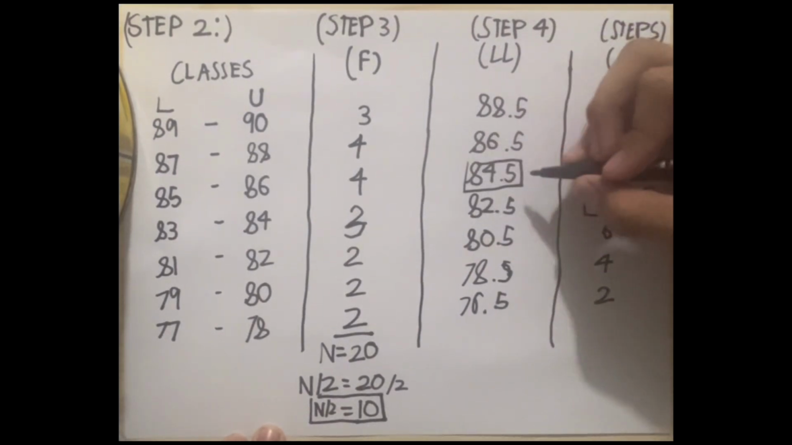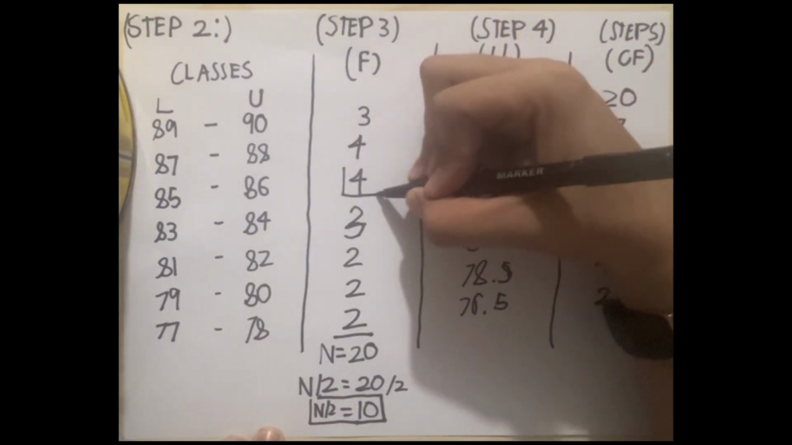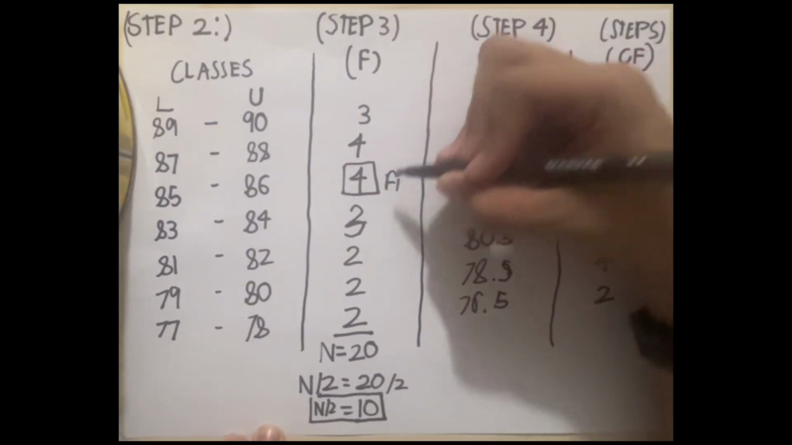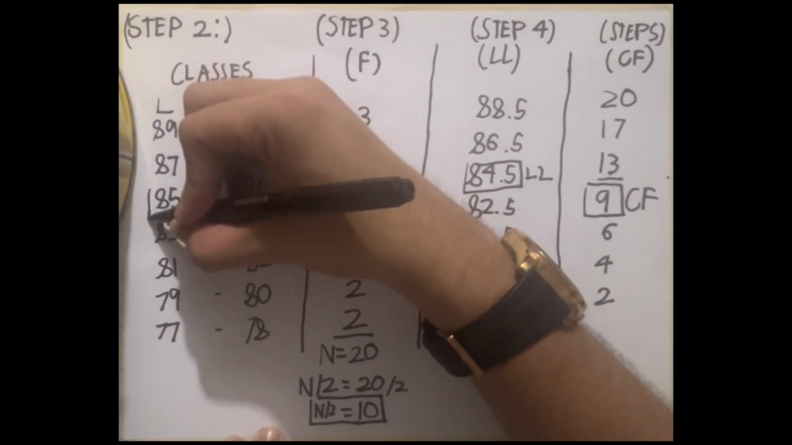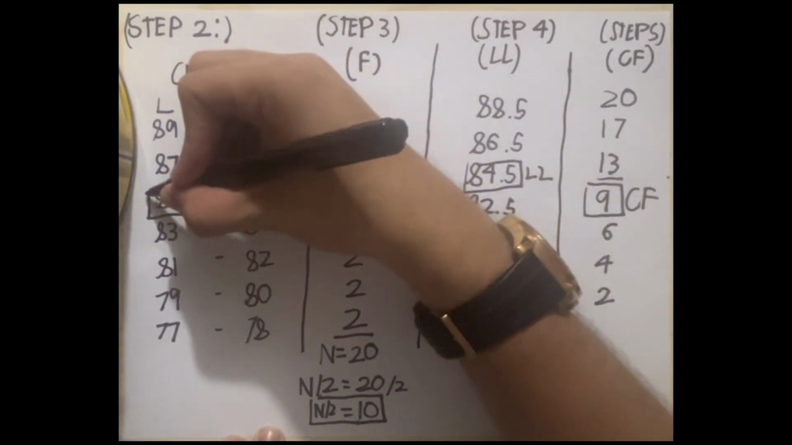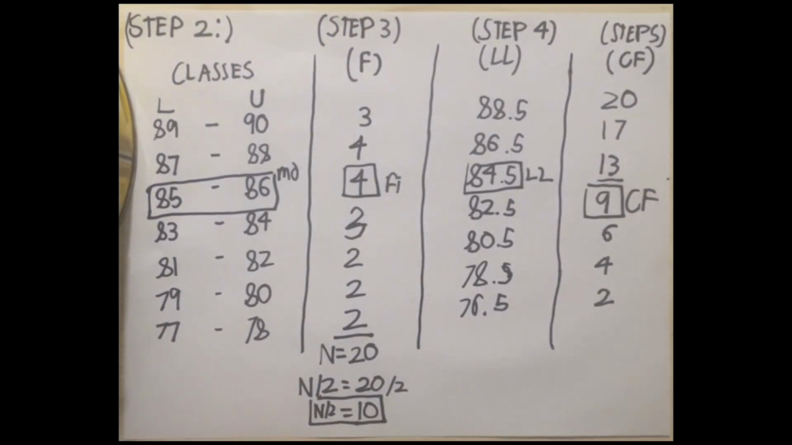84.5 is our representative of the lower limit. 4 is our frequency representative, and the position of the median is predicted to be in this area or in this group, 85 to 86. Now that we have finished labeling each of the central points of each column for the computation, let us now move forward to our last step.